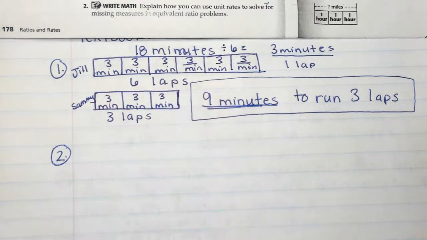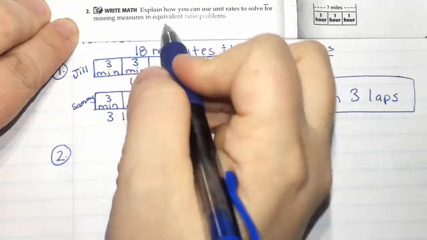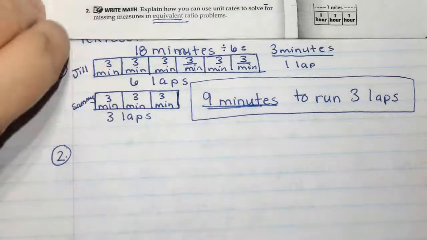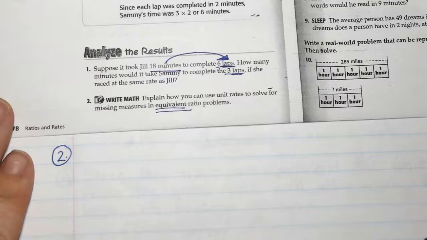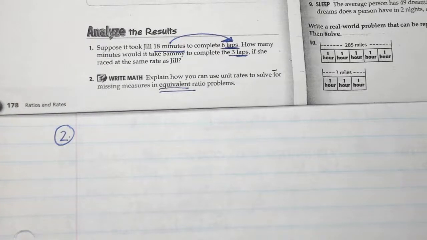All right. Number 2. Number 2 is hard. We're going to have to put on our thinking caps. Is everyone ready? I need your brain to be in full function mode, because we've got to write math. It tells us, explain how you can use unit rates to solve for missing measures in equivalent ratio problems. So we need to explain how unit rates help us solve equivalent ratio problems.